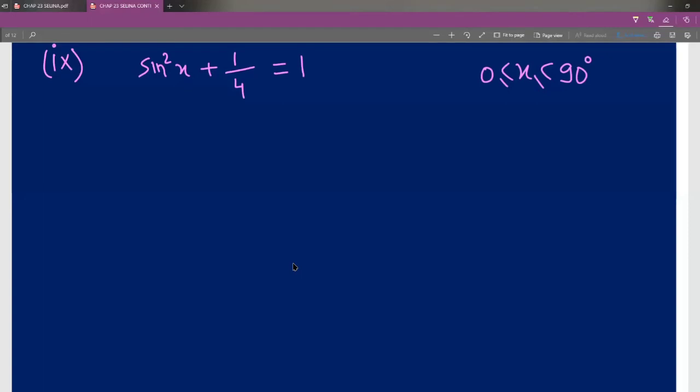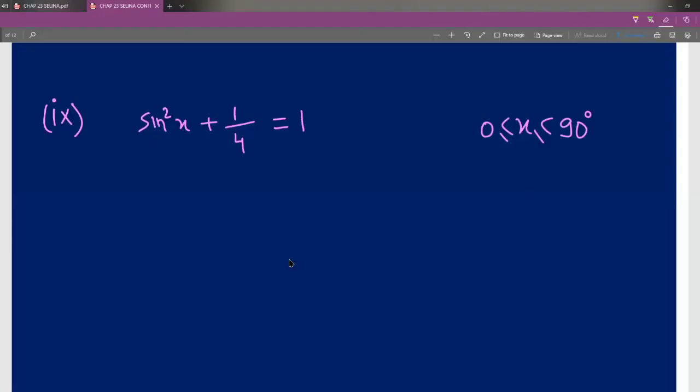Okay. So our 9th subpart states that find sine square x plus 1 upon 4 is equal to 1. So I can write this as sine square x is equal to 1 minus 1 upon 4. So therefore I'll solve for RHS. So I'll leave LHS as it is.